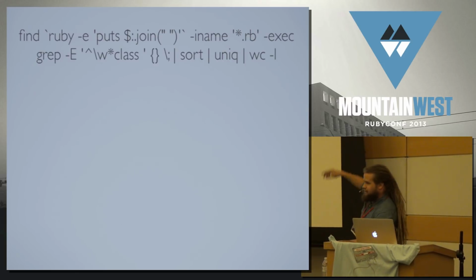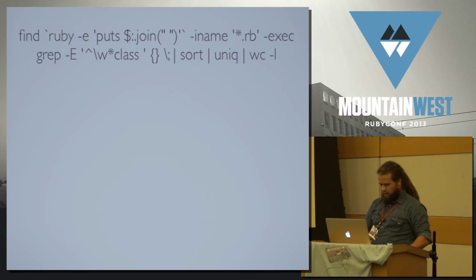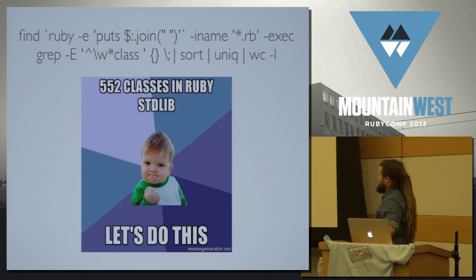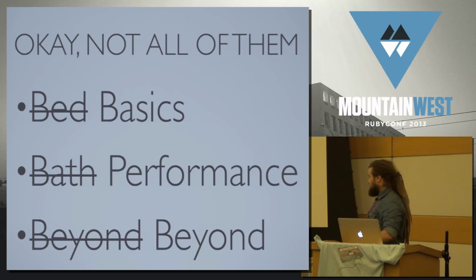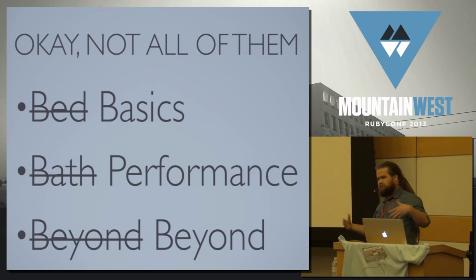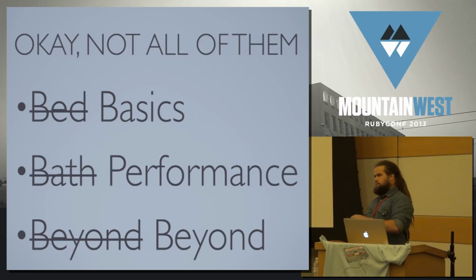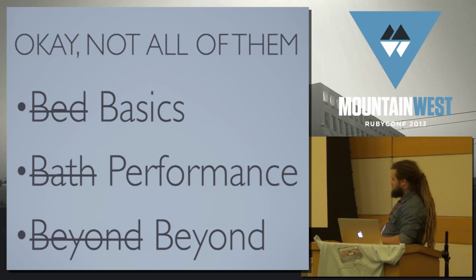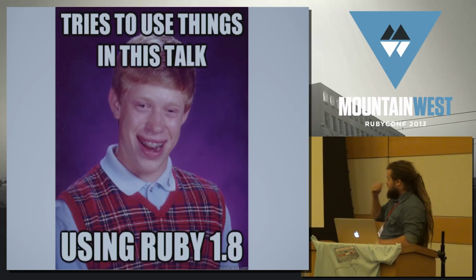So a quick, dirty way to figure out how many classes, I'm not sure how accurate that is, but 552, let's get going. We've got a lot to cover. We're not going to do all of them. We're going to go through some basic things that you should probably be using on a day-to-day basis, then performance things to measure and help improve performance, and then we'll go into the beyond section.